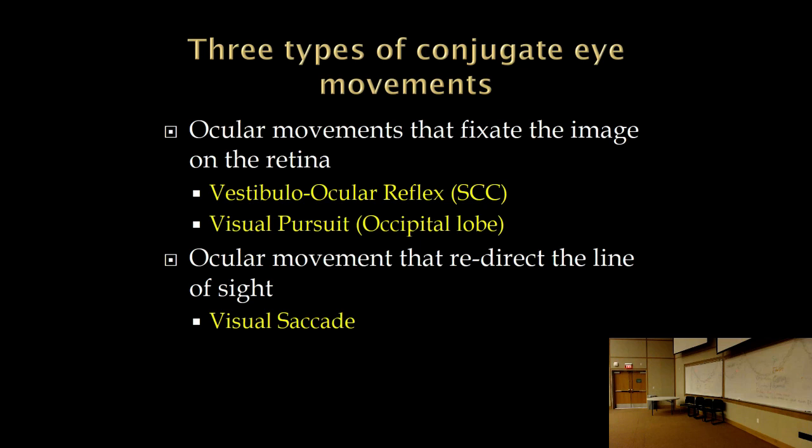So we'll talk about 3 types of conjugate eye movements. Conjugate means your eyes are working together, all right? And so there are 2 that fixate the image on the retina. For example, if you're holding out your finger and you're having the patient follow my finger, you need to see that, right? So this is a pathway that comes from the occipital lobe, and we'll talk about the brainstem circuits that are involved in allowing your eyes to track something.